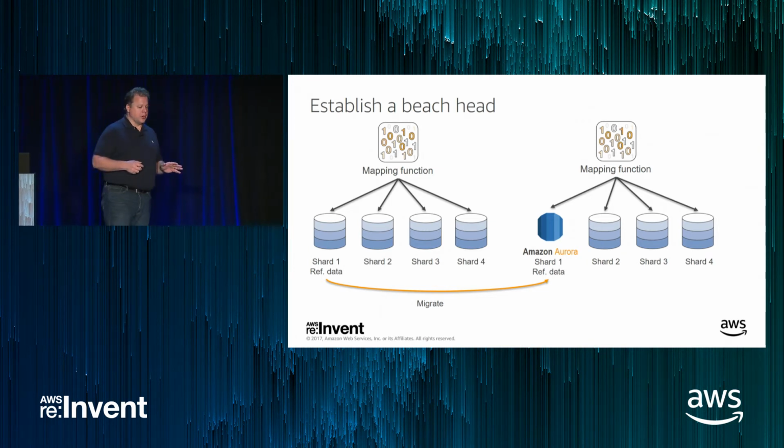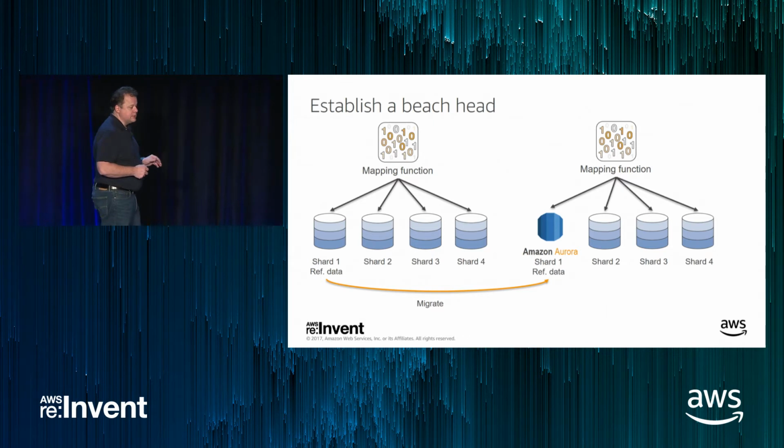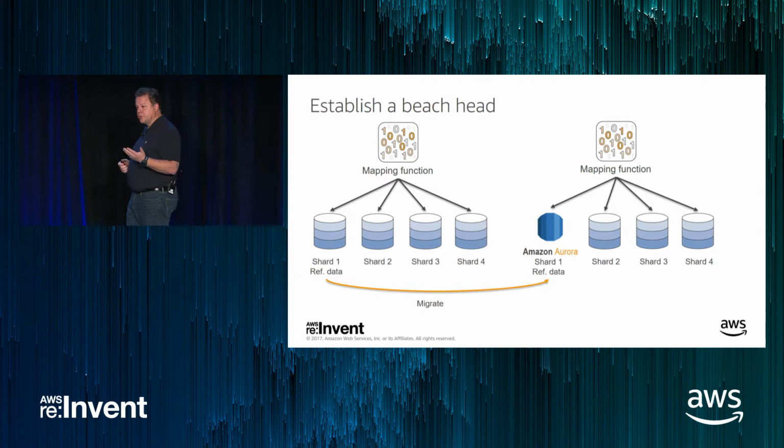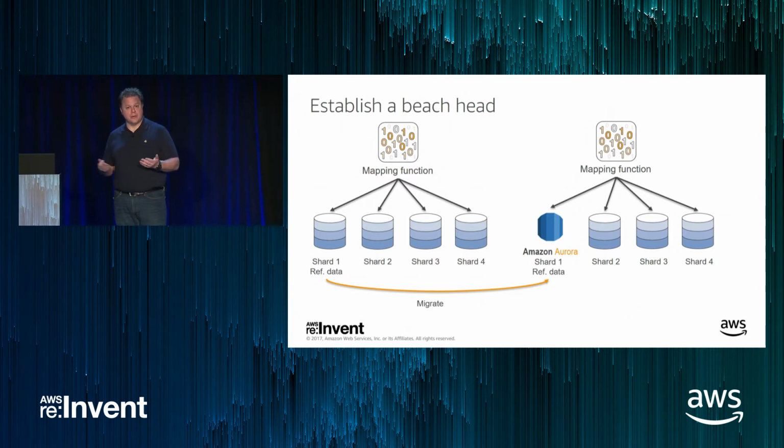So the first thing that we're going to want to do in a migration to Aurora is to establish a beachhead. And so what do I mean by a beachhead? Well, our goal is to move everything into a single Aurora cluster. And so what we're going to do is create that Aurora cluster, and we're going to move the reference data first, because that is central to everything else, and it's also generally the smaller of all of the shards.